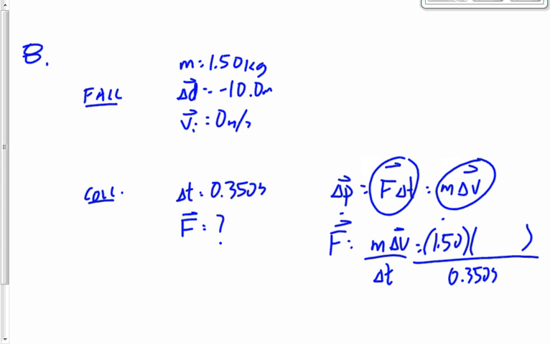How are we going to do that? To analyze the... Oh, we did, didn't we? Yeah, using VF squared is equal to VI squared plus 2AD. What was it?